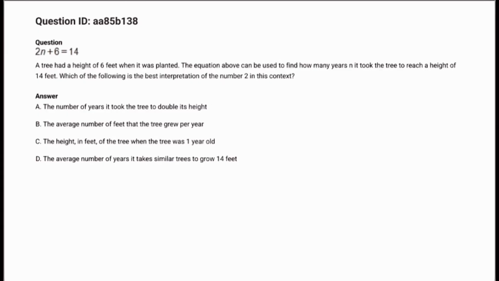2n plus 6 equals 14. A tree had a height of 6 feet when it was planted. The equation above can be used to find how many years n it took the tree to reach a height of 14 feet. Which of the following is the best interpretation of the number 2 in this context? The number of years it took the tree to double its height, the average number of feet the tree grew per year, the height in feet of the tree when the tree was 1 year old, or the average number of years it takes similar trees to grow 14 feet.